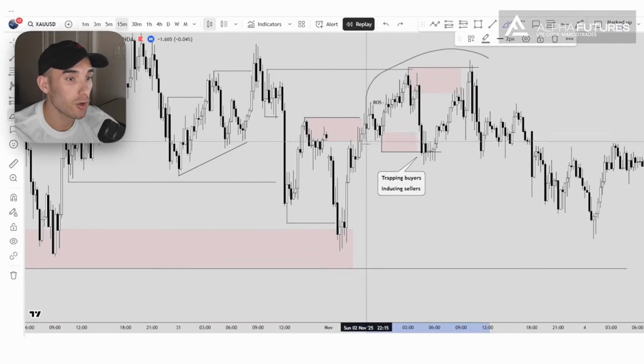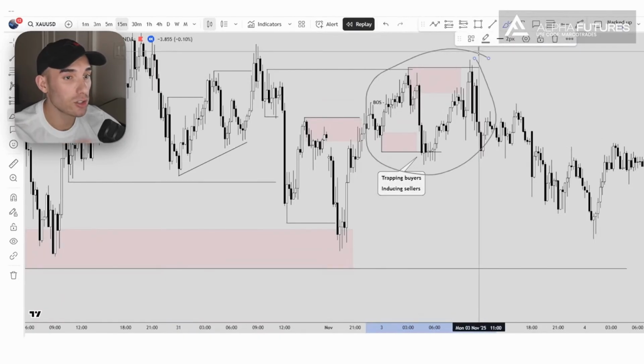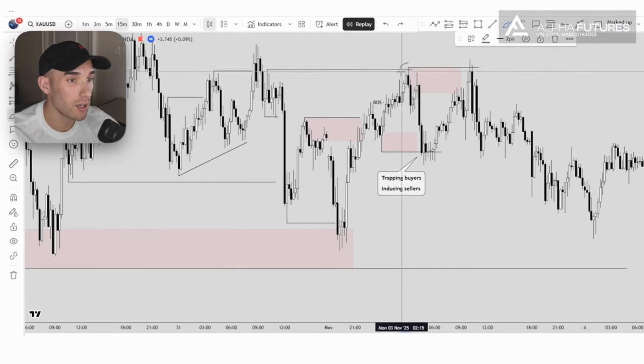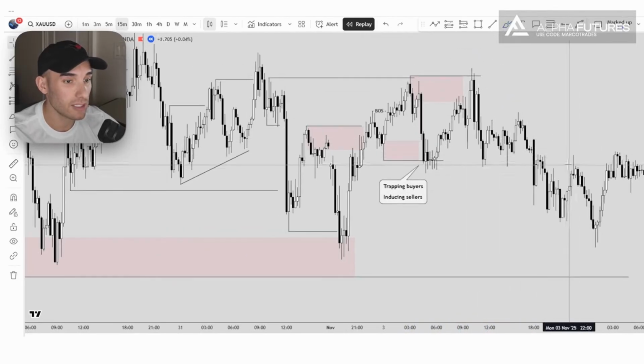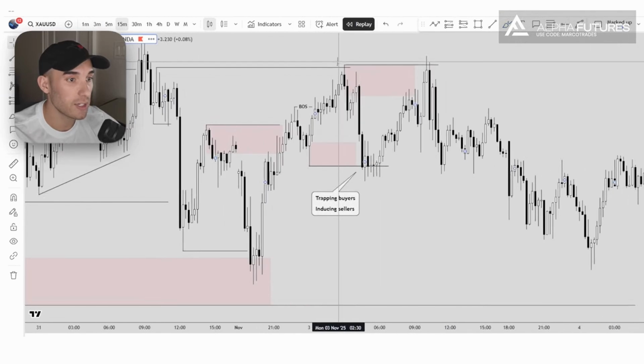Okay, on this current picture, this current story that we're building right now. Remember, look, from high to low, we take out this low, inducing sellers, which means liquidity above this high. We trap them, and look at the market give you that relief to the downside. Now let's continue on with this price action. We take out this high. So remember, this is going to be a trap. Look what the market does. It gives us a temporary reaction.